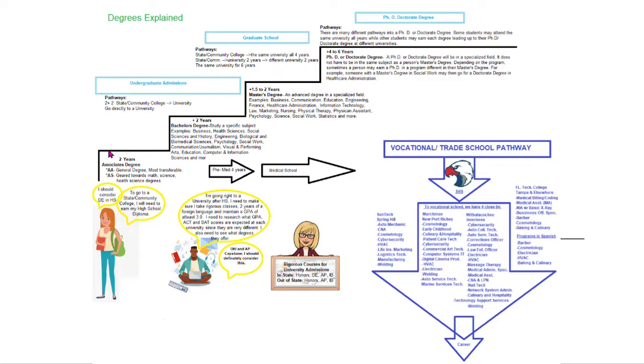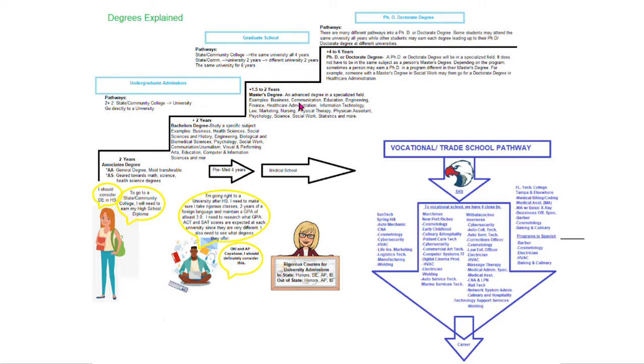Now, other students will go directly to a university. So at the school I work at, about 20% of our students will go directly to a university, and they'll enroll in a bachelor's degree program. Once you have your bachelor's degree, then you can pursue your master's degree. Now, some students will stay at the same university when they go to graduate school, okay? And then other students might choose to go to another university.